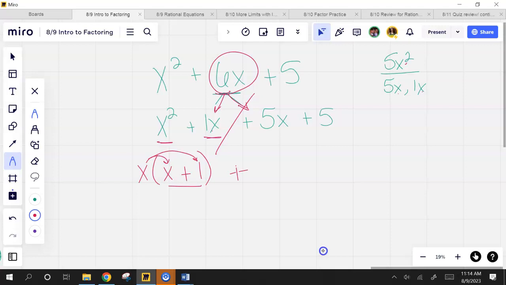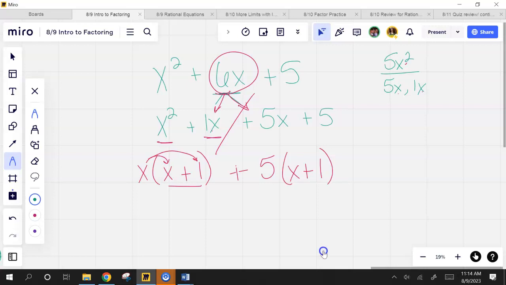What is the GCF of 5x and 5? 5. Take it out. What's left? What if it doesn't do that, then you didn't factor right. And I'm glad you said that. When you get to this point, yeah.